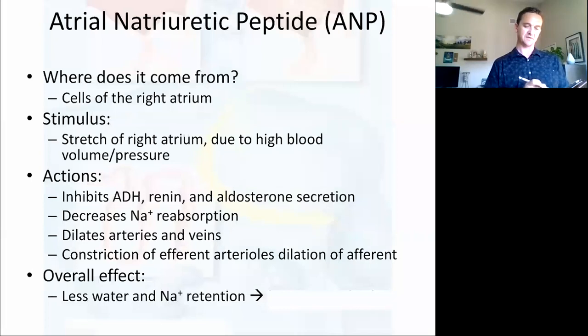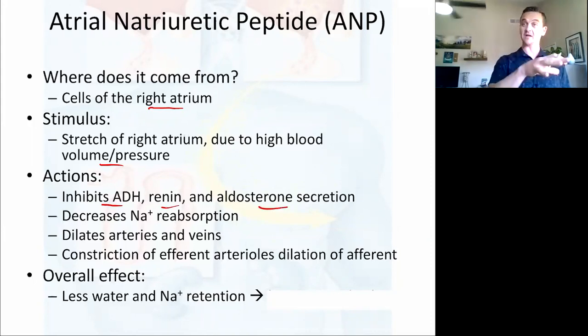It comes from the cells of the right atrium, that's why it's called that. And it's stimulated to be released when the right atrium is stretched out due to high blood volume or high blood pressure, okay? Its actions are to inhibit ADH, renin, and aldosterone secretion. So it stops all of those things we've been talking about. Also directly decreases sodium reabsorption.